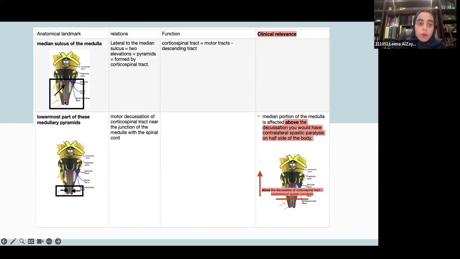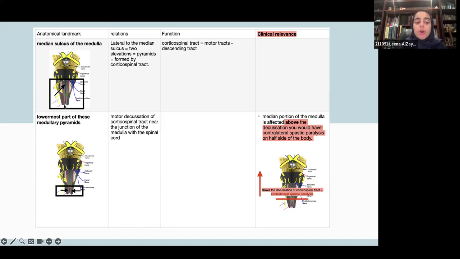In the medulla, if we really start, we have a medial sulcus over here, okay? This medial sulcus of the medulla. And then next to it, we have pyramids. And then we have the anterior medial sulcus. Let's take it step by step. In the anterior sulcus, we have the two pyramids next to it, which is the corticospinal tract. So the corticospinal tract makes the two pyramids next to the median sulcus.